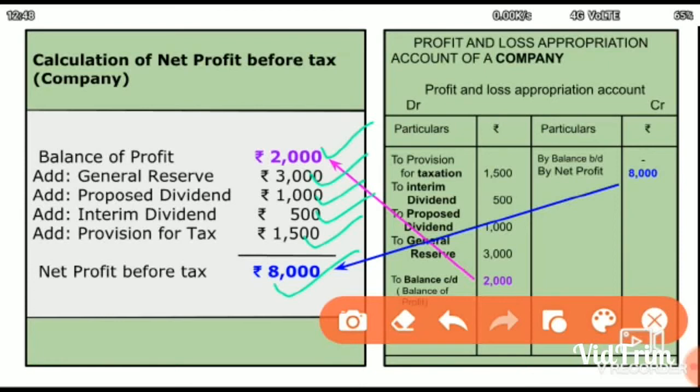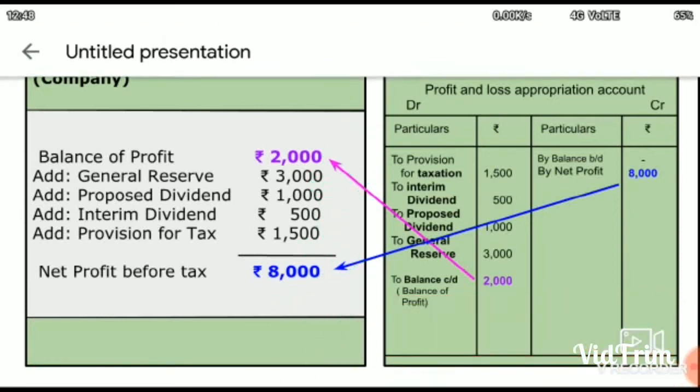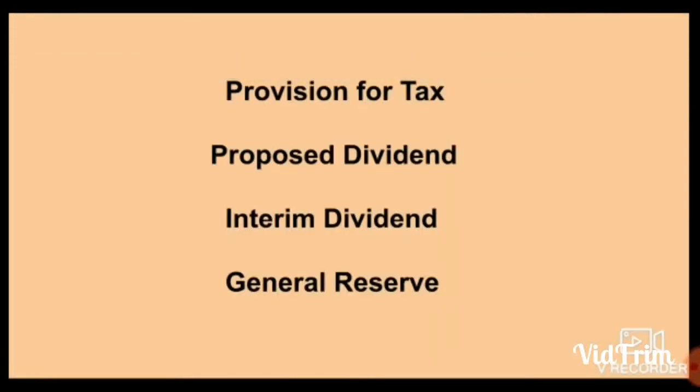Now, if in the question they give you the balance of profit, and they give the deductions in the form of provision for tax, proposed dividend, interim dividend, or general reserve, or any or all of these, we have to add it back to the balance of profit so that we can get the net profit before tax.